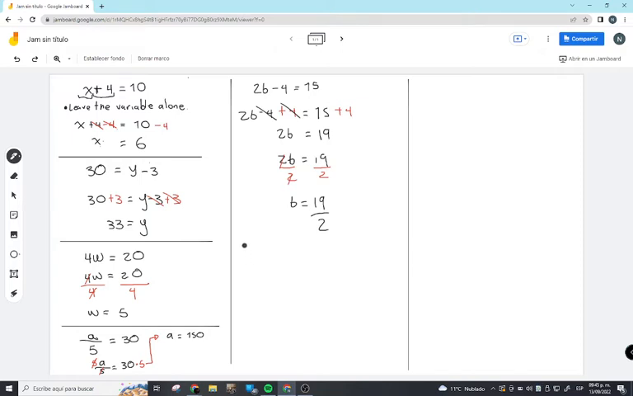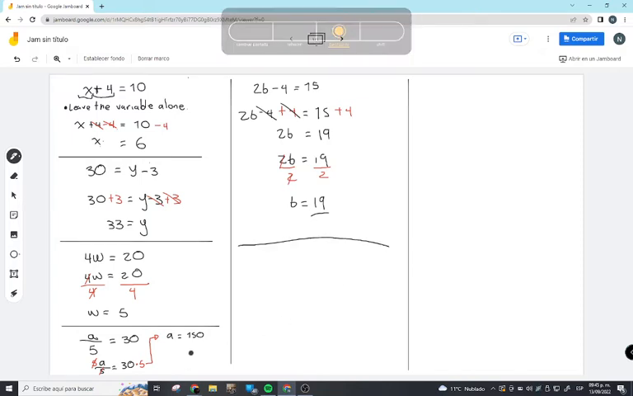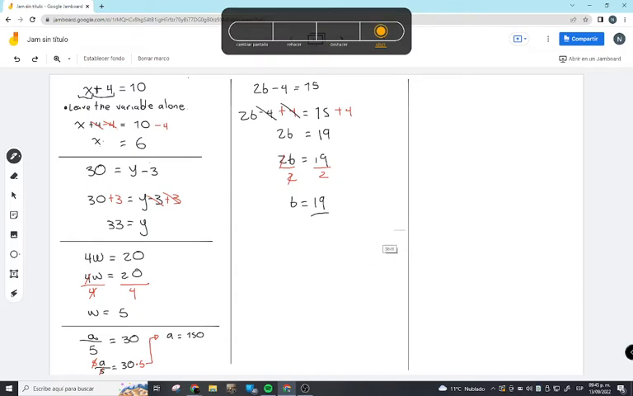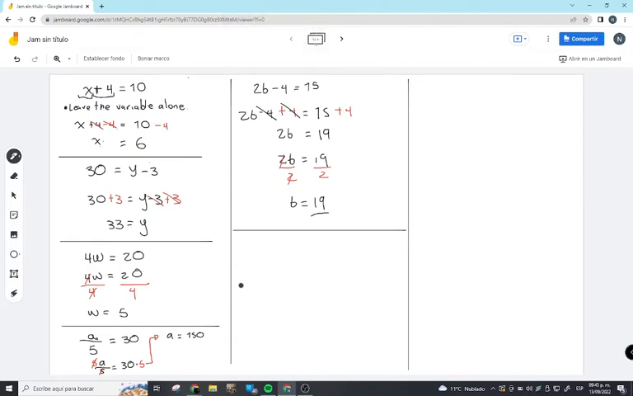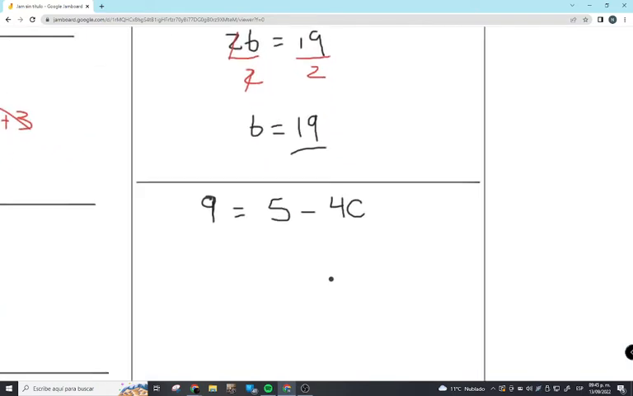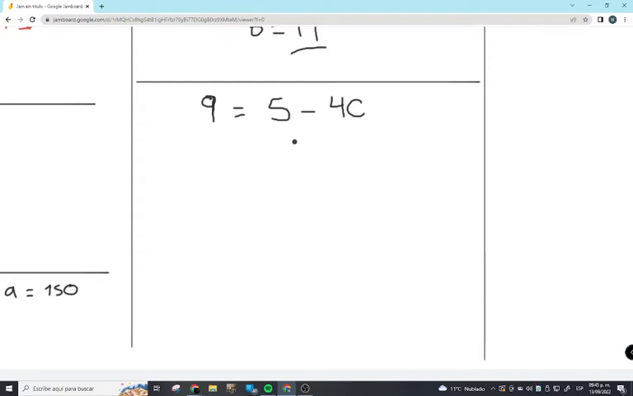And now, I want to introduce another thing here. Okay, let's say that I have 9 equals 5 minus 4c. This is the equation that we want to solve. Remember, we have to get rid of 2 things, the 5 and the 4.